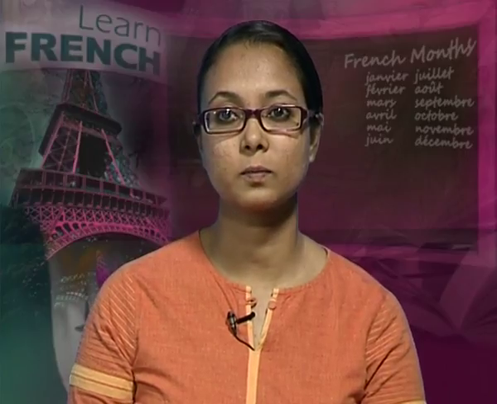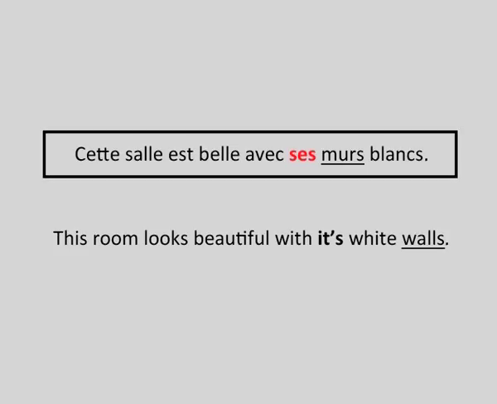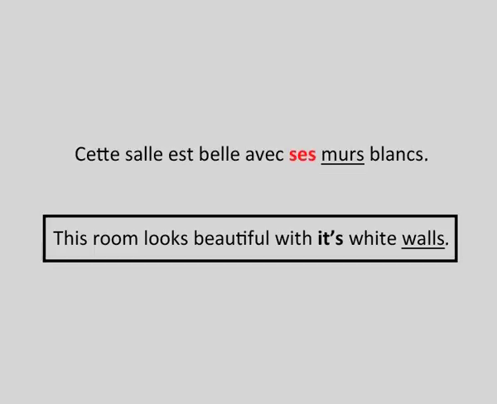Similarly, ses can also be translated as its. For example, cette salle est belle avec ses murs blancs. This sentence translates as this room looks beautiful with its white walls.